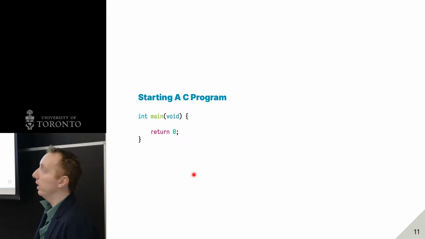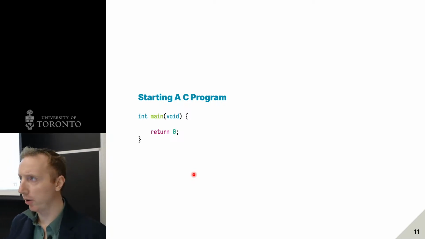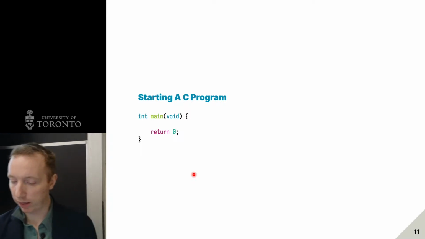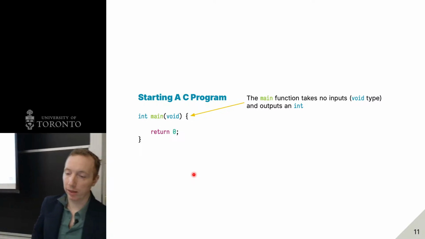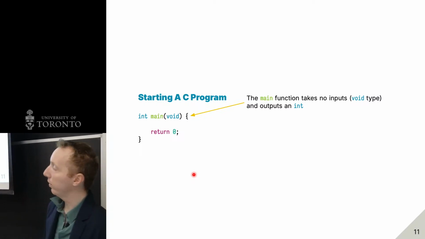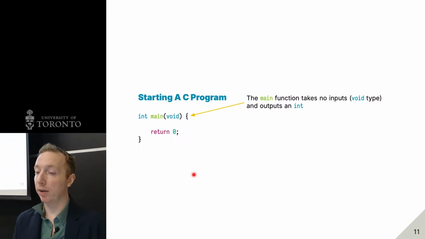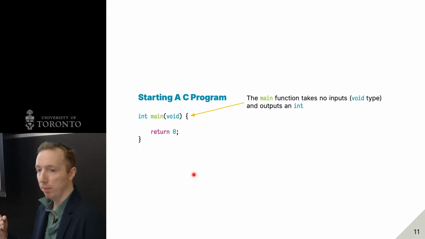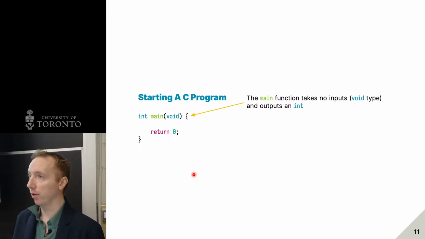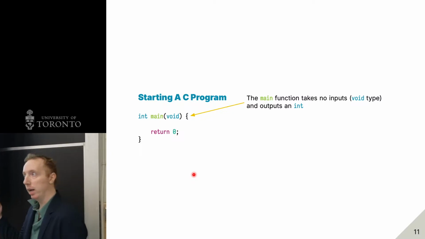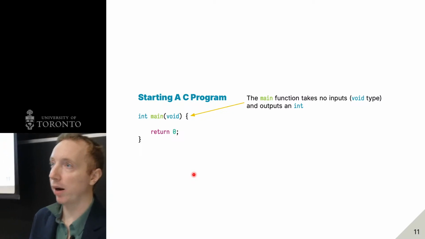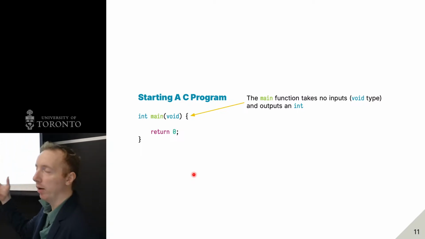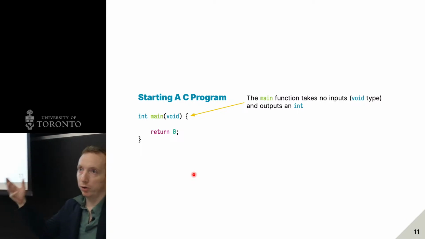So here's how we start a C program. Every single C program you ever write will start like this. So it will start with int main void. What this means, again, is that main is a function that takes no inputs. That's what that void type means, so no input. And it outputs an integer, so some number that could be negative or positive that has some value between negative 2 to the power of 31 all the way up to positive 2 to the 31 minus 1.